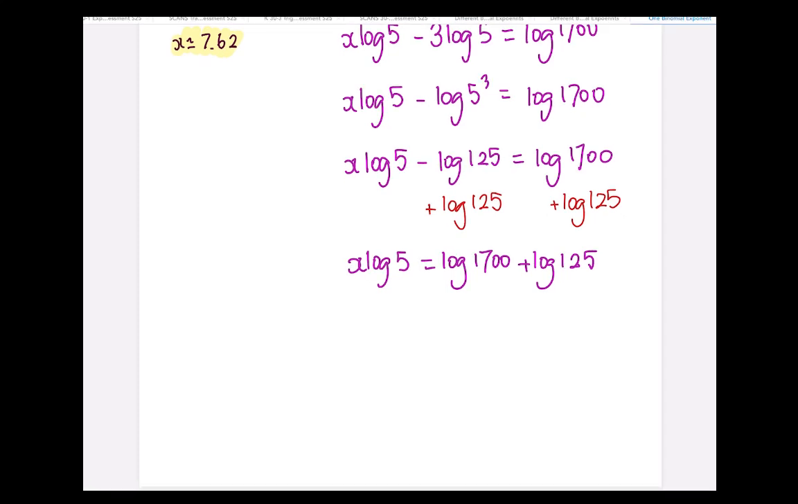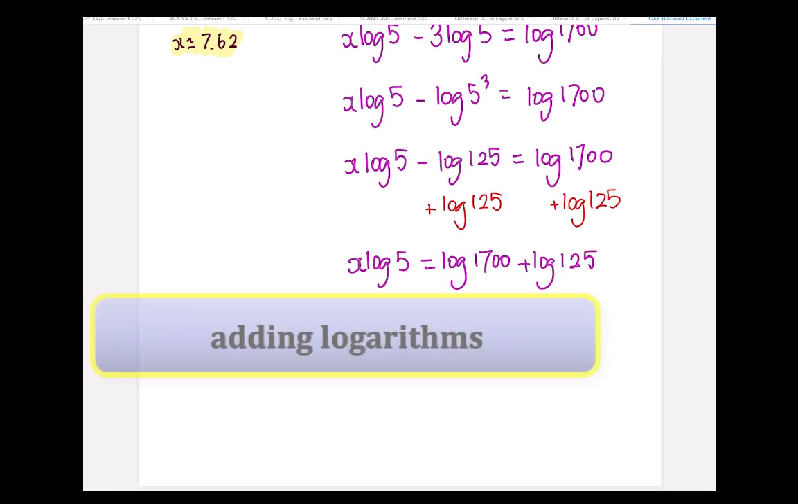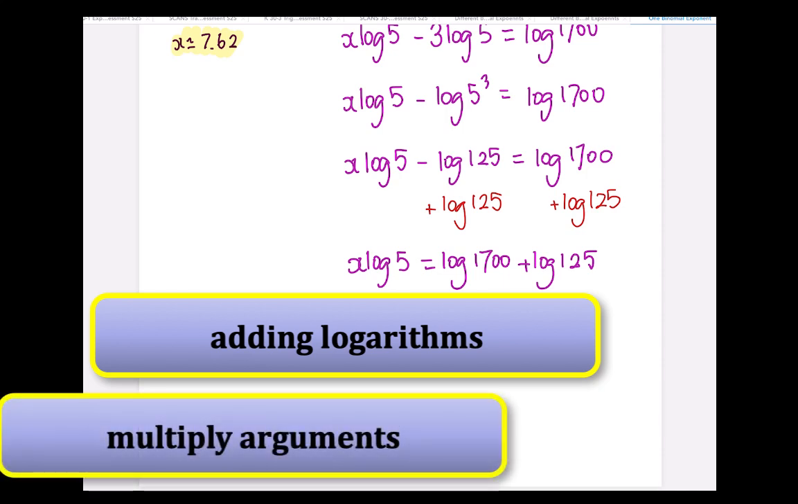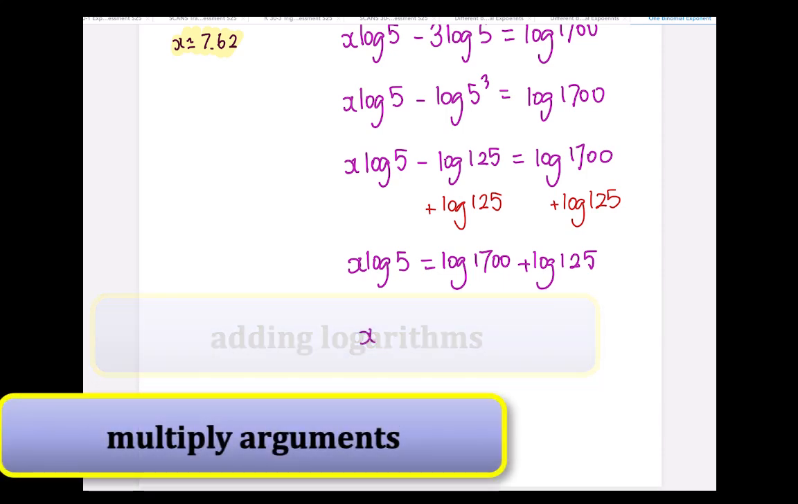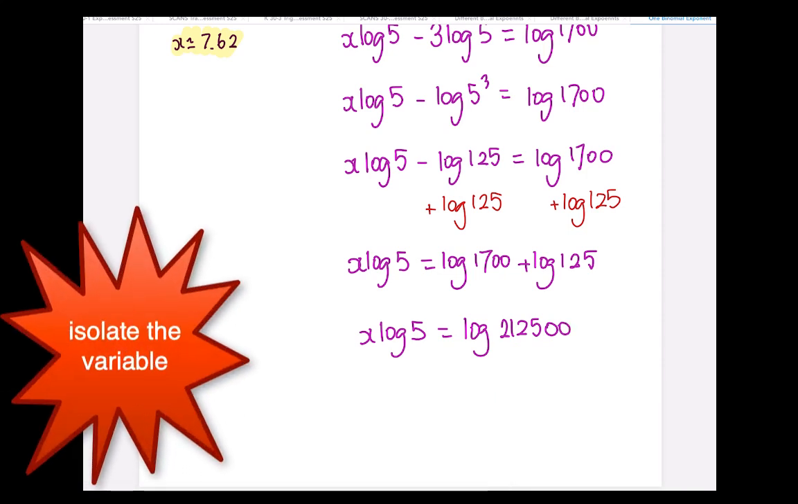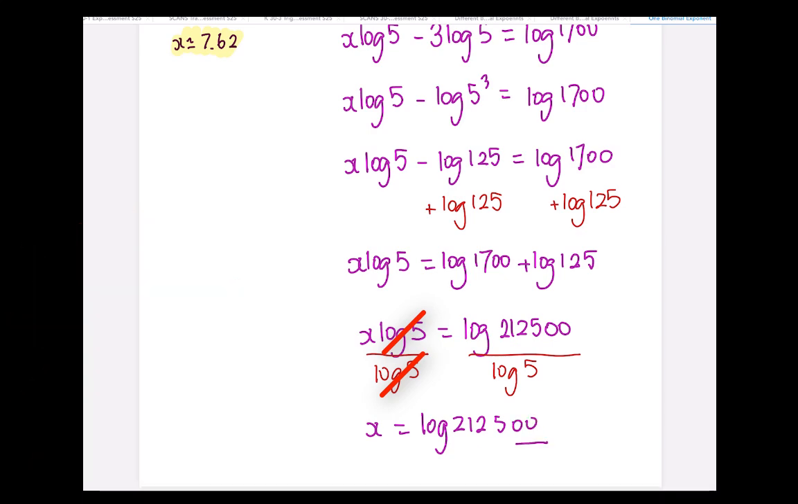We see here that we've got same base logarithms that are adding, and so the log laws tell us we're going to multiply those arguments, and we'll have x log 5 equals log 212,500. Now we'll go ahead and divide log 5 from both sides, and we're going to see that we have x equals log 212,500 over log 5.